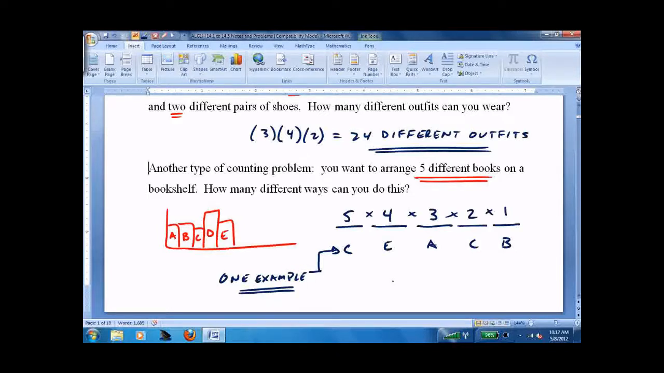What's it multiply out to? Well, you need to go 5 times 4 times 3 times 2 times 1. 3 times 2 is 6. 5 times 4 is 20. That equals 120 different ways to do it.